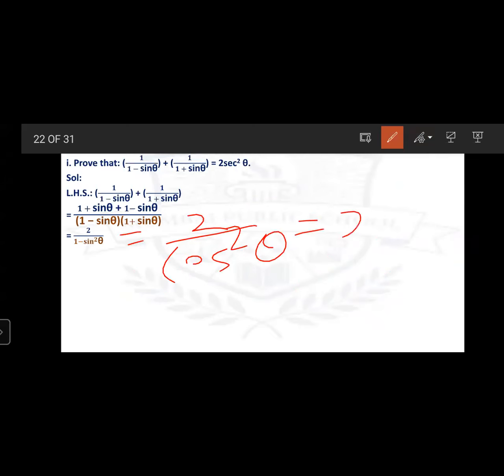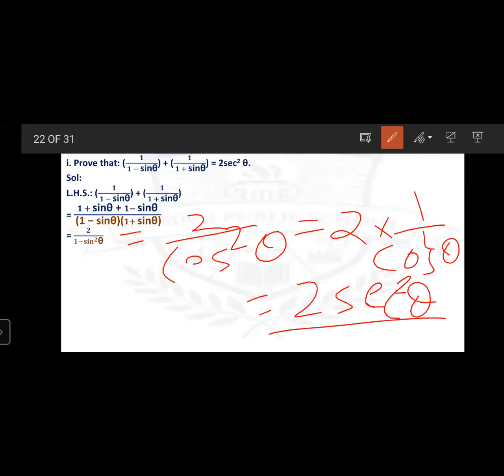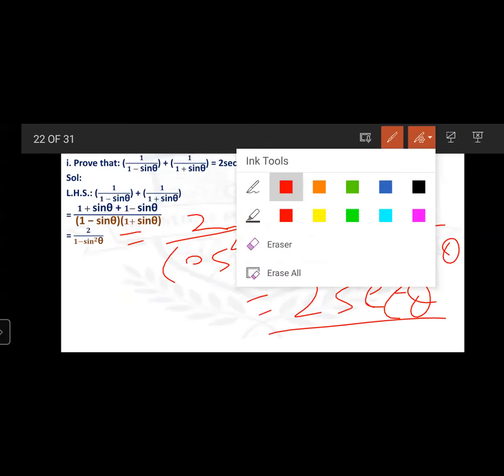So here 2 as it is, 1 upon cos square theta. 1 by cos is always equal to sec, and here is the square. So here we write sec square theta. So 2 upon cos square theta is equal to 2 sec square theta. That is equal to the right hand side, RHS. So our first activity is finished.